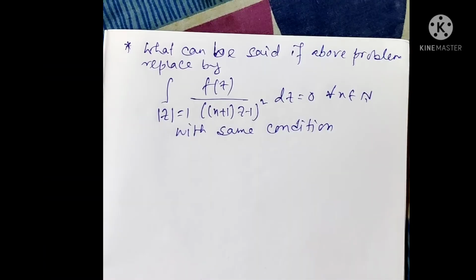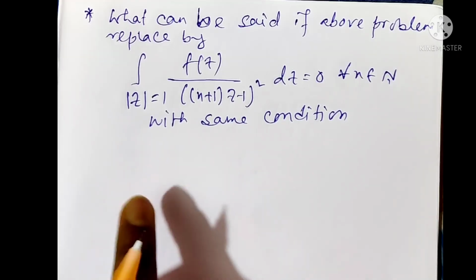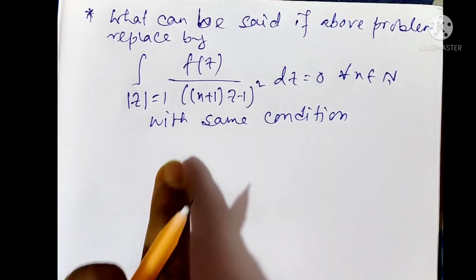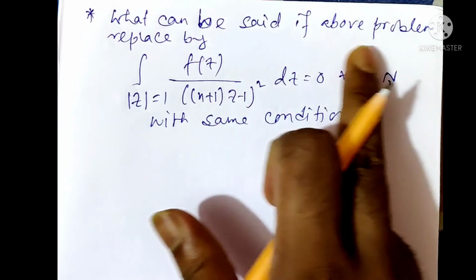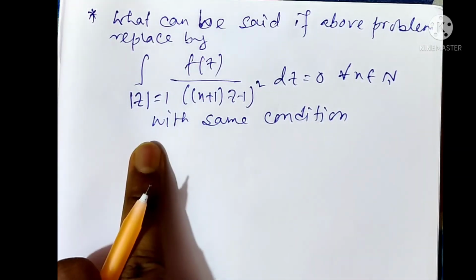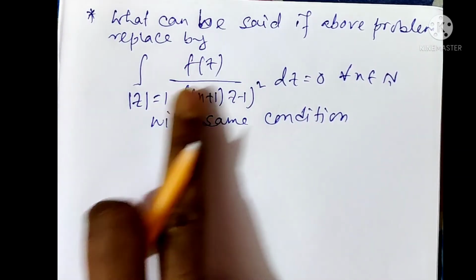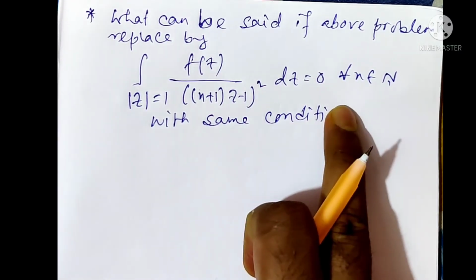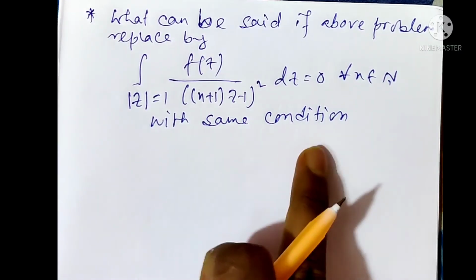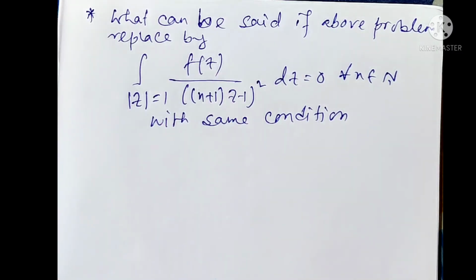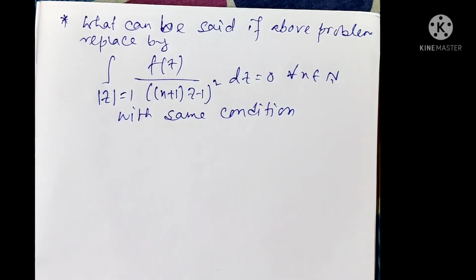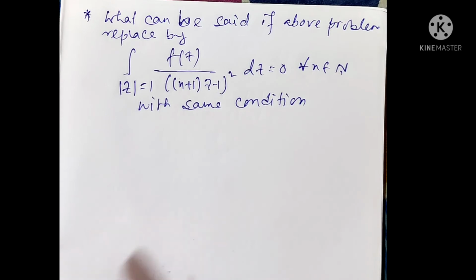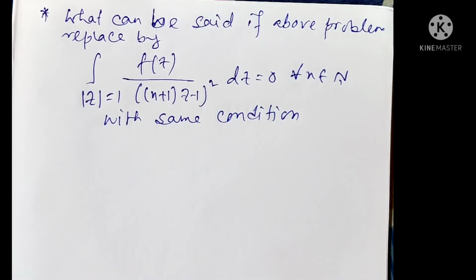Now solve this problem. What can be said if the above problem is replaced by this? The integral over |z| = 1 of f(z) / ((n+1)(z-1)^2) dz equals 0 for all n belonging to the natural numbers, with the same condition, that is f(z) is an analytic function in |z| < 1. Solve this by the previous way.